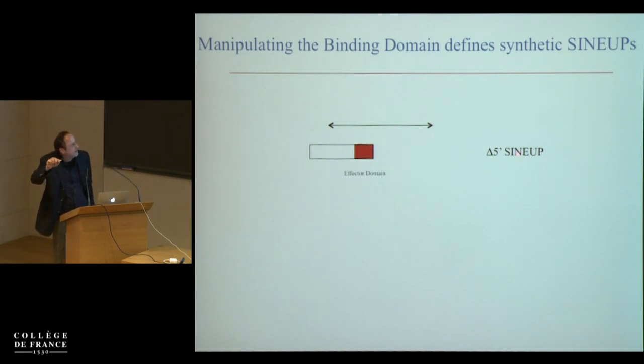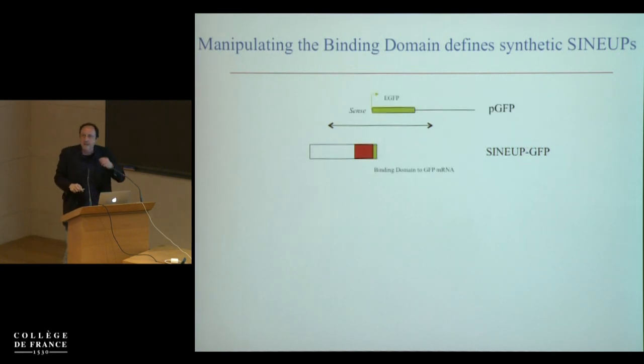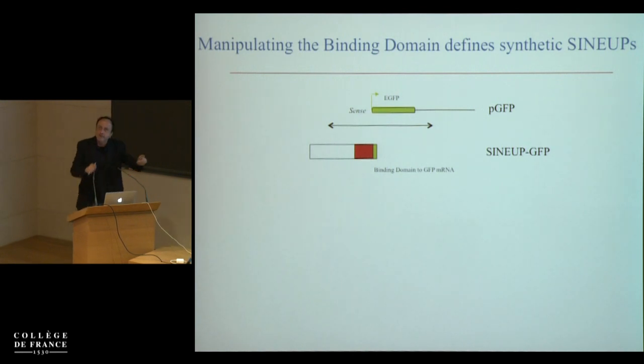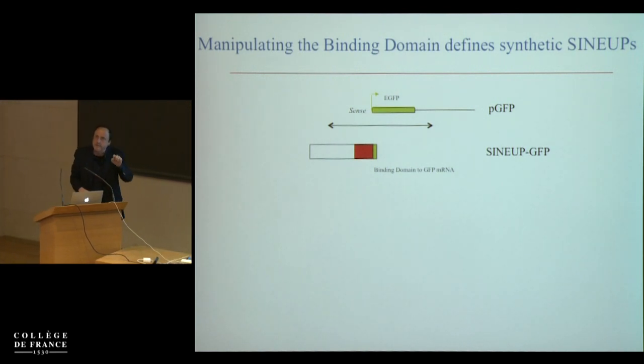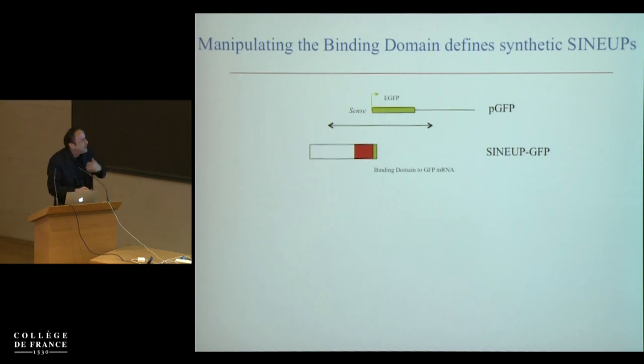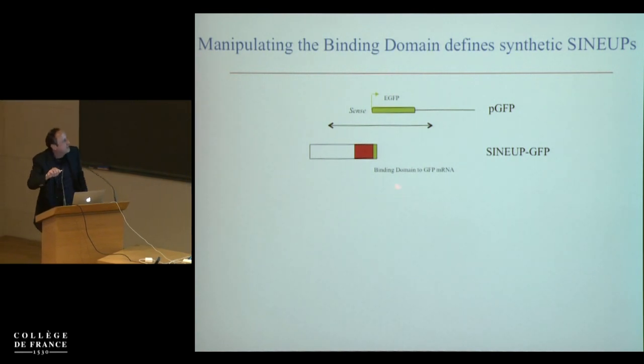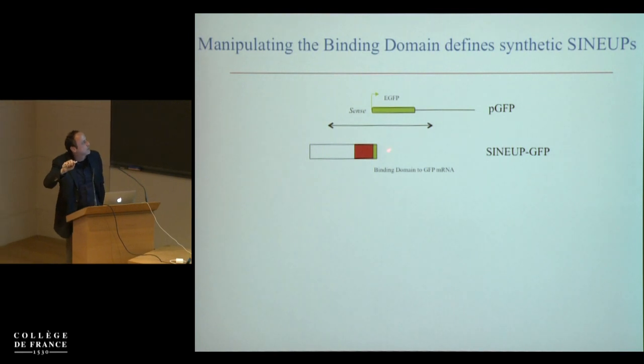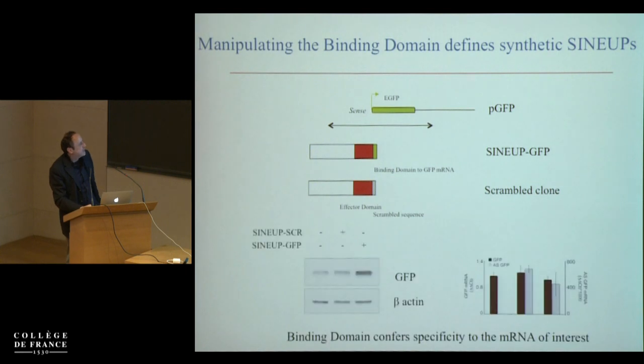So this is delta 5' SINEUP, a SINEUP with only the effector domain. But if the binding domain, the pairing, is responsible for choosing the type of mRNA that must be translated, then we can modify that sequence. For instance, as a proof of principle, we created an artificial binding domain to GFP mRNA, proving that it was working as expected. If we transfected increasing amounts of SINEUP-GFP, there was no change in RNA level for GFP, but increasing GFP protein level.